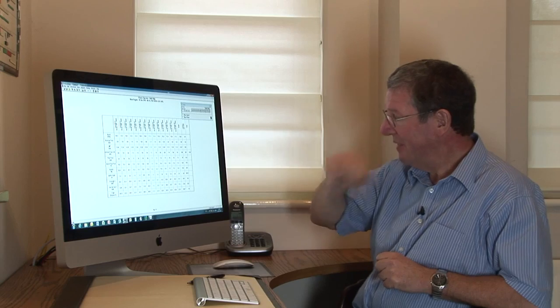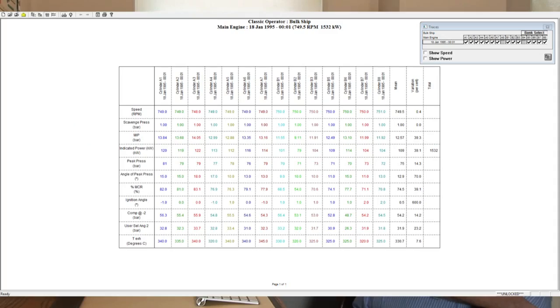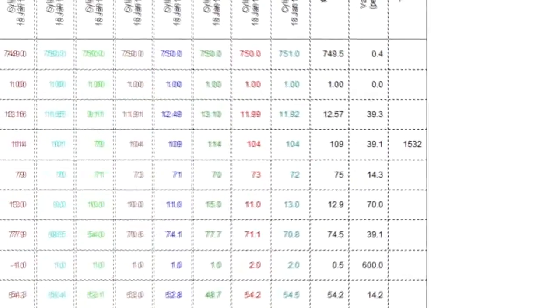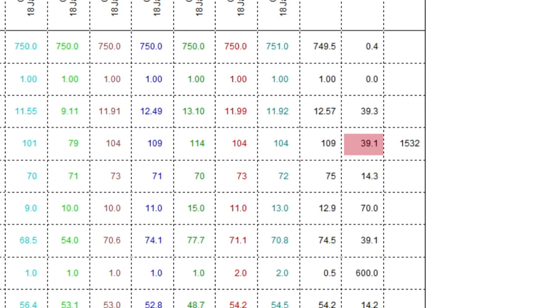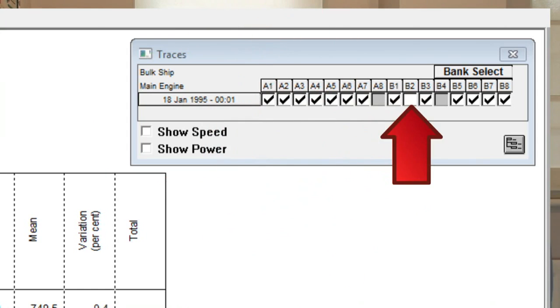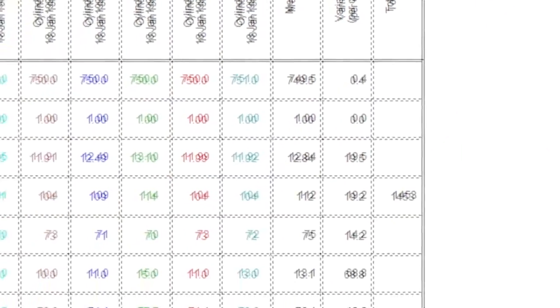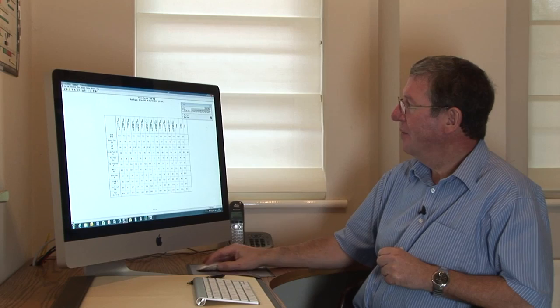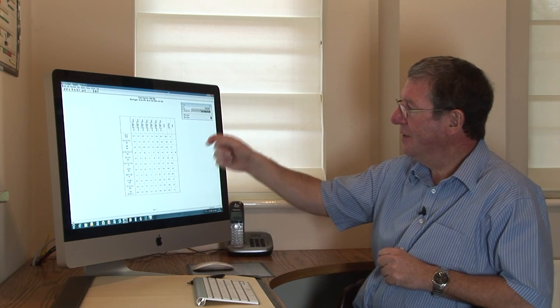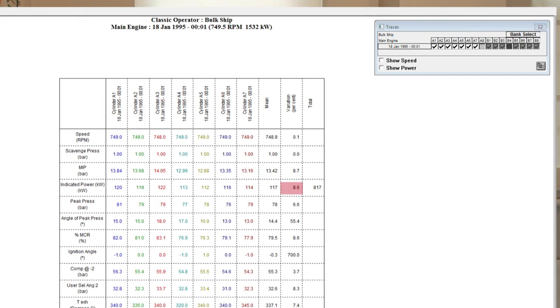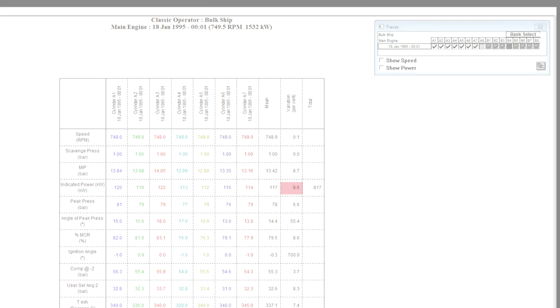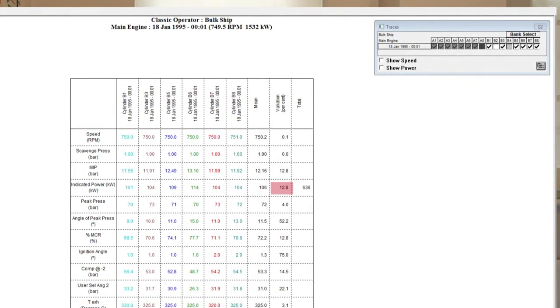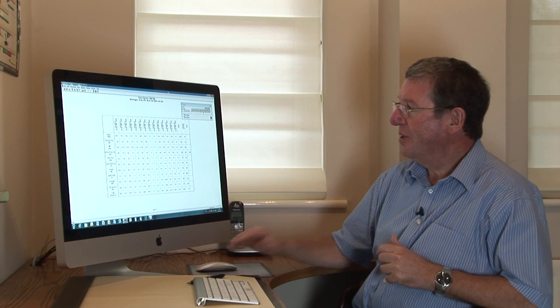1532 kilowatts, and the variation between the cylinders is 39.1%, largely due to B2, of course. If we take away B2, we find that the overall variation is now down to 19.2%. With the A bank, by selecting here, the A bank is now responsible for only 8.6% of the variation, the B bank 12.8%, and overall we have 19.2%. So we know there's variation in the engine, we know that the banks are imbalanced, and we know that cylinder B2 requires a lot of adjustment.